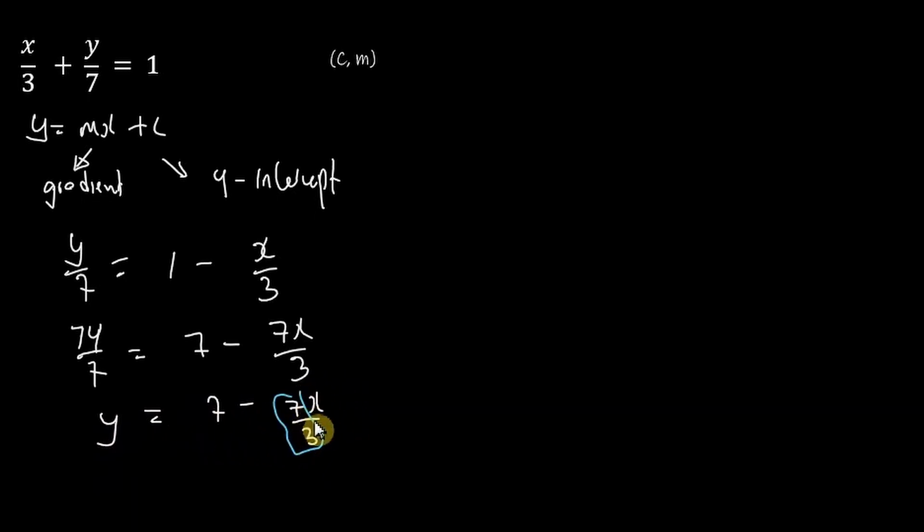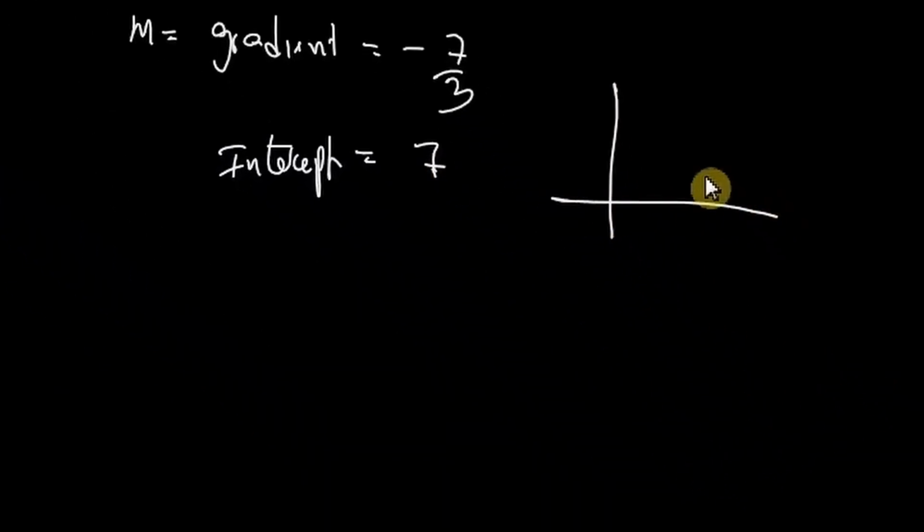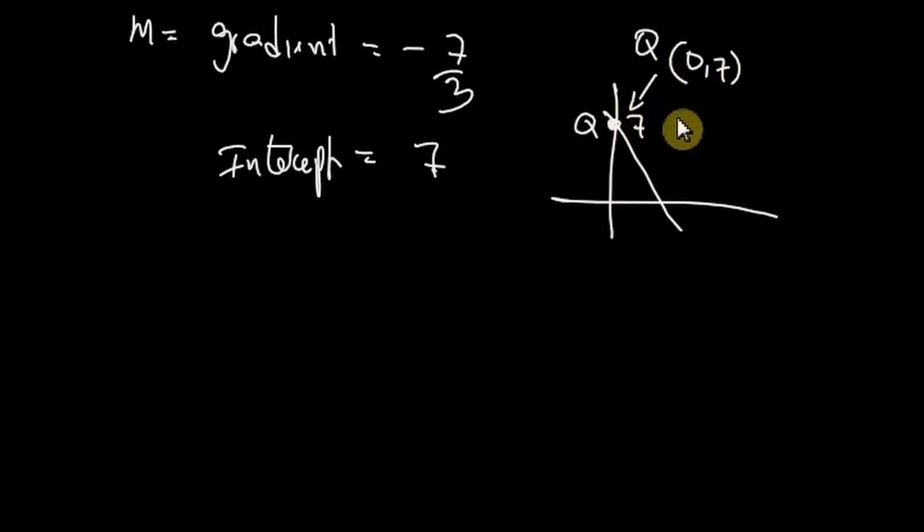From this, we can see that the gradient is -7 over 3, and the intercept is equal to +7. So we can write then that m, the gradient, is equal to -7 over 3, and the intercept is equal to 7. We should recall that the intercept is where the line crosses the y-axis. So if we have a graph looking like this, this would be our intercept, indicating that the value of x at the intercept is 0. So this is 7. Given that it crosses the y-axis here, the coordinates of this point would be 0, 7.